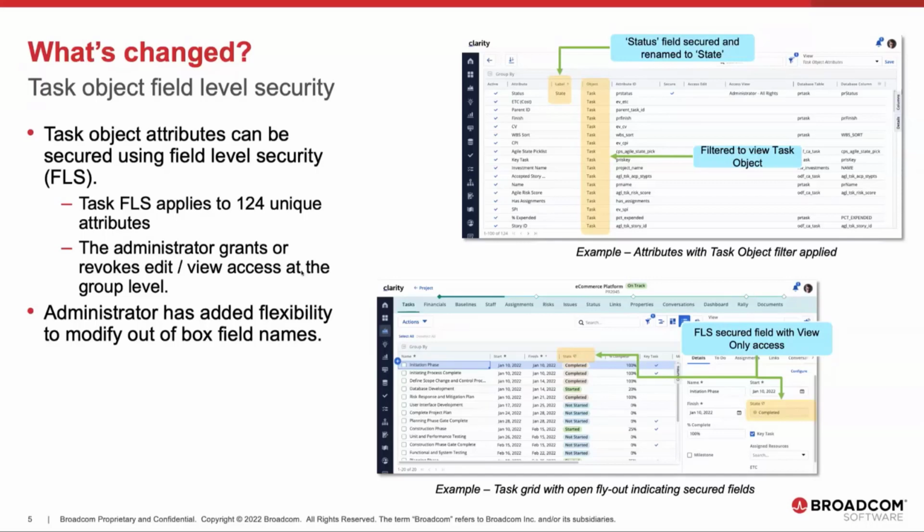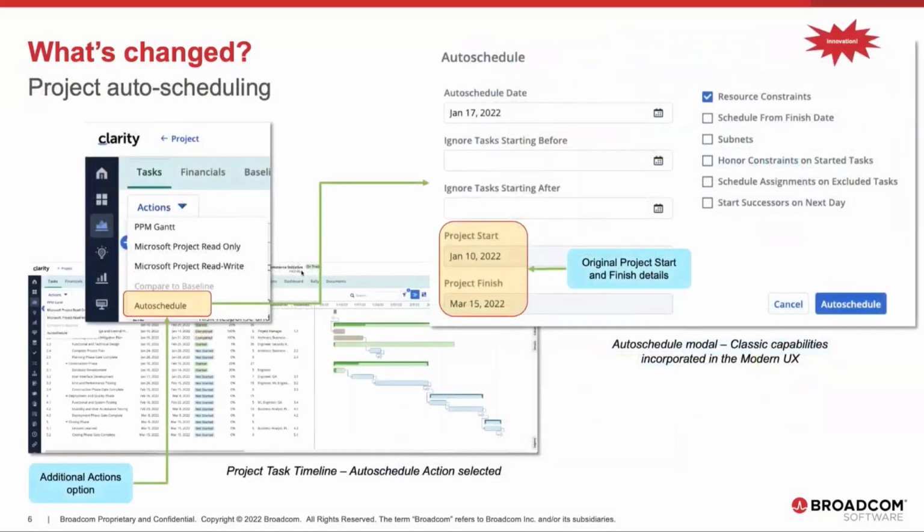There's an example in the lower right here where the status field and its out of the box label called status is modified to state, which shows up in the grid as well as on the flyout. And you can see the name change, but also a shield indicating that field level security is in play for that particular field.